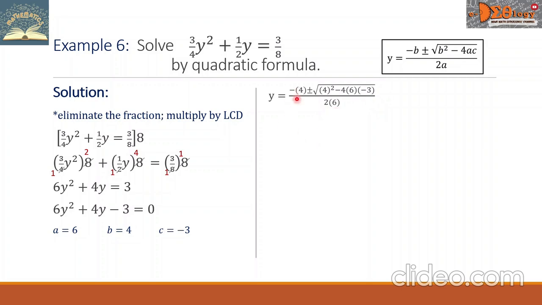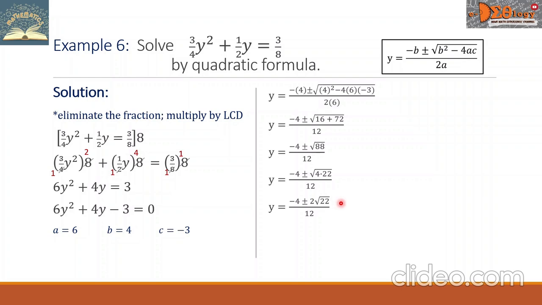We simplify further. So we have now negative 4 plus or minus the square root of 4² is 16, negative 4 times 6 times negative 3, now positive 72, all over 2 times 6 is 12. We simplify the radicand. 16 plus 72 is 88. Let us simplify this square root of 88. We see the factors of 88 as 4 by 22. And this 4 inside the radicand, we can put it out as a whole number. So it becomes 2 square root of 22.